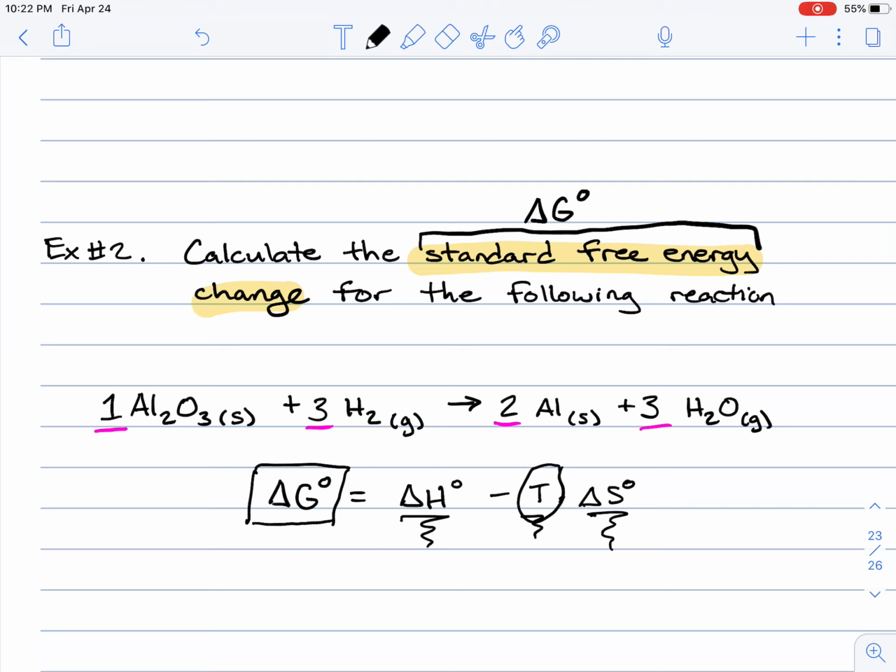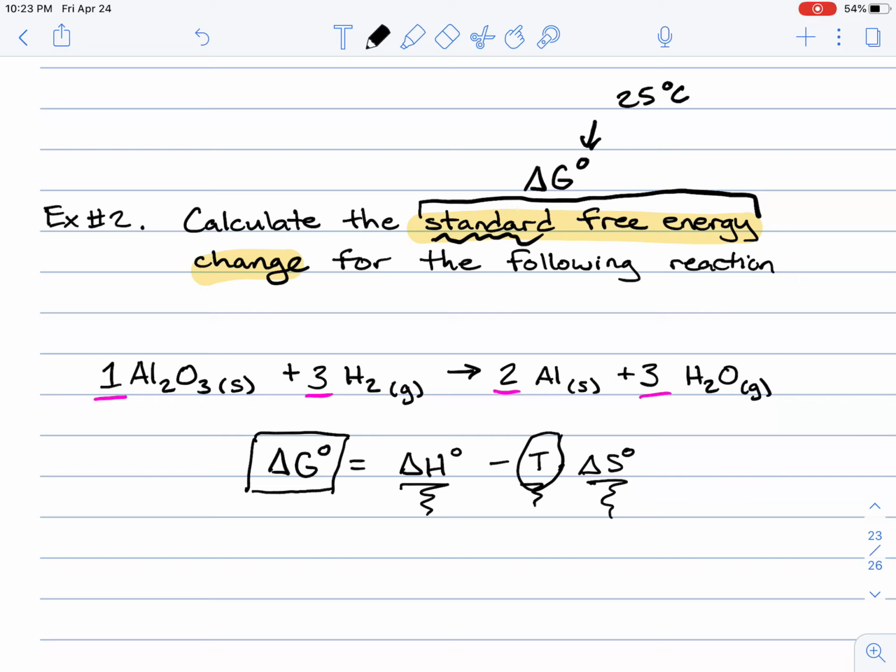This temperature should already be known. Why? Because, once again, we're under standard conditions. And so under standard conditions, the temperature is going to be 25 degrees Celsius. And so we just convert that into Kelvin, and that's 298.15. And so we know one piece of information to calculate delta G, in which the temperature is 298.15.